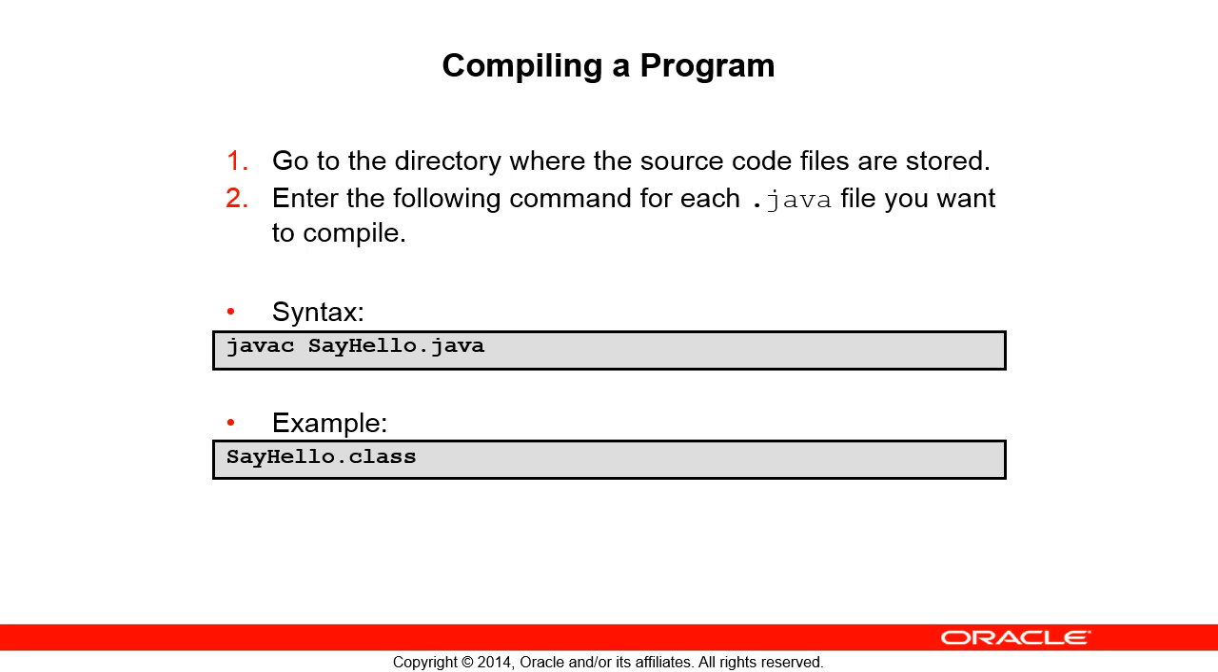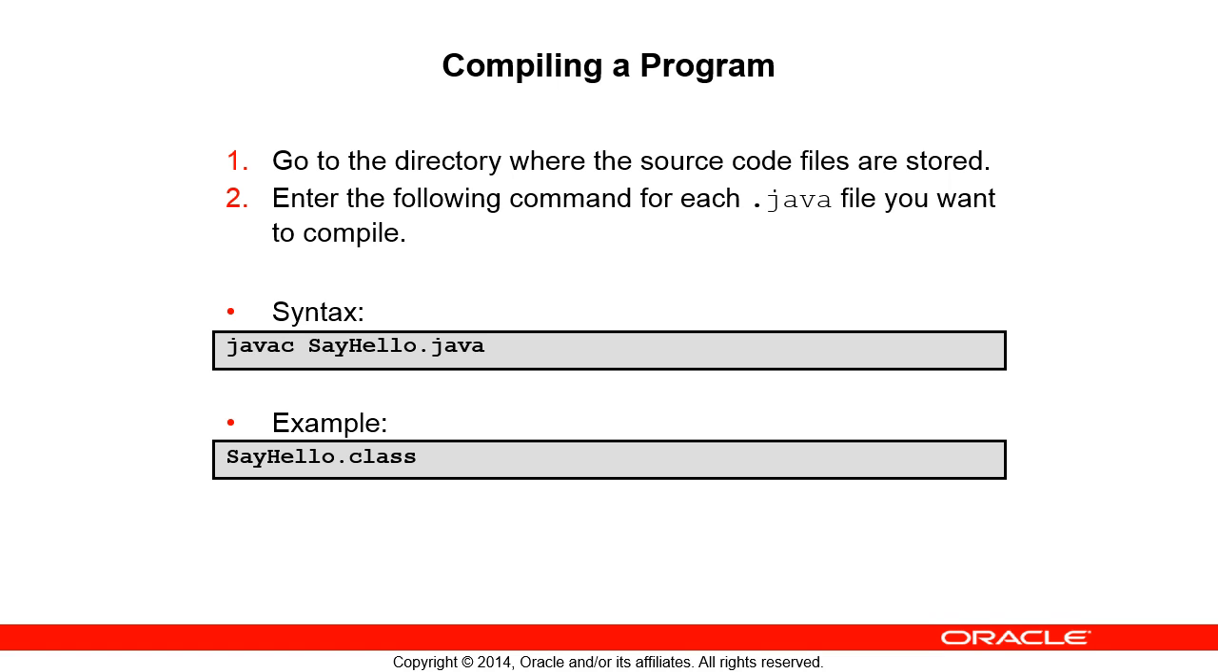To compile the sayHello source code, you'd perform the following steps. First, go to the directory where the source code files are stored. Second, enter the following command for each .java file that you want to compile. It's important to note that the .java extension is required.